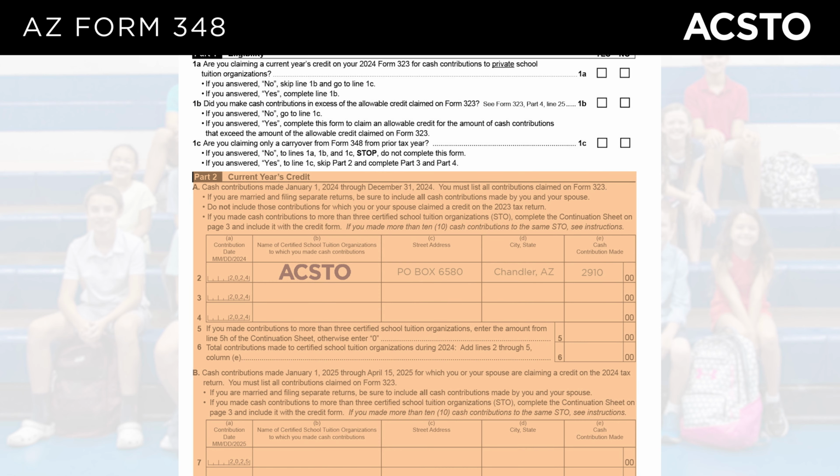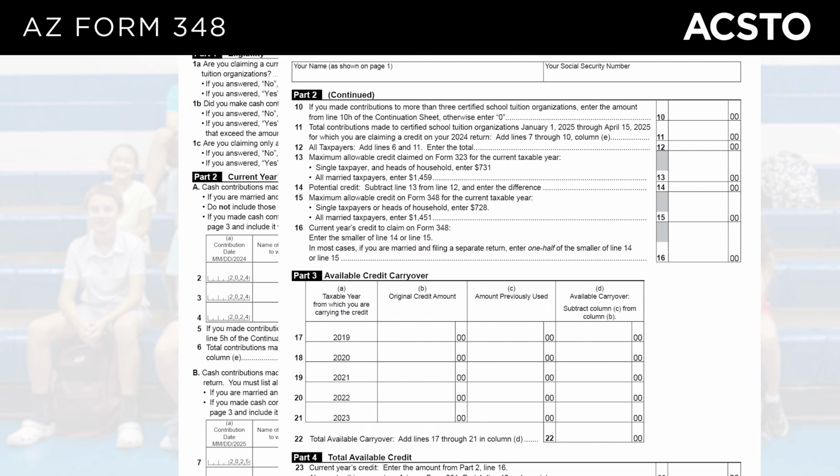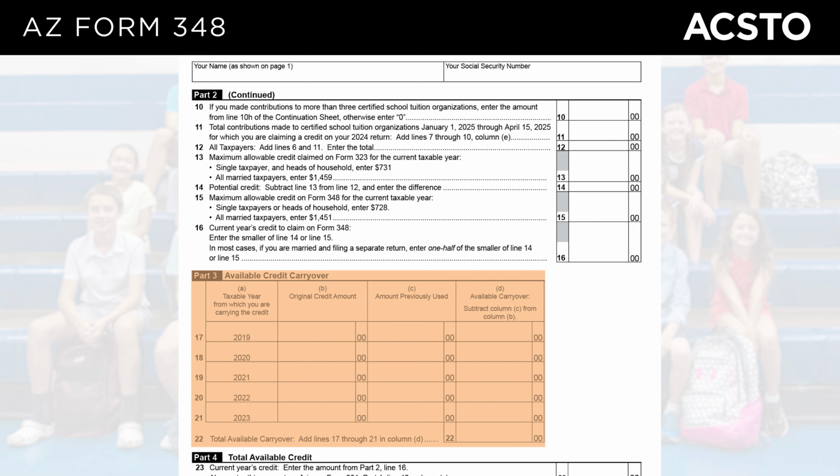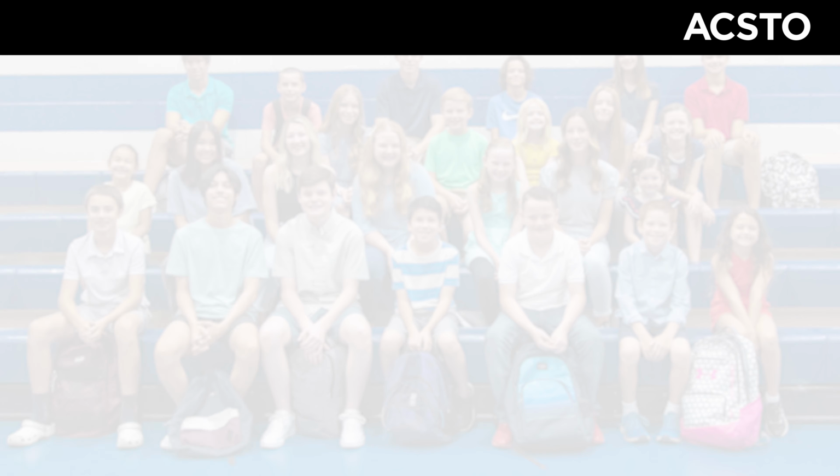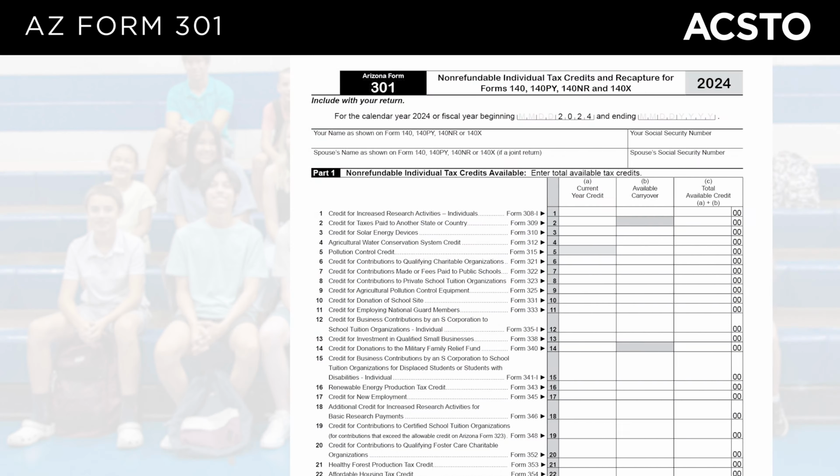Like Form 323, this form wants the total amount you donated to ACSTO. As you progress through the form, it will show you exactly how much of your donation will count for the overflow tax credit. And for those who need it, Part 3 is to account for any overflow carryover from previous years. Everyone who donated to ACSTO, or any tax credit, will also need to complete Form 301.